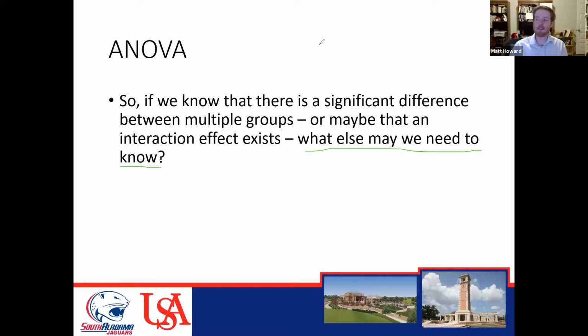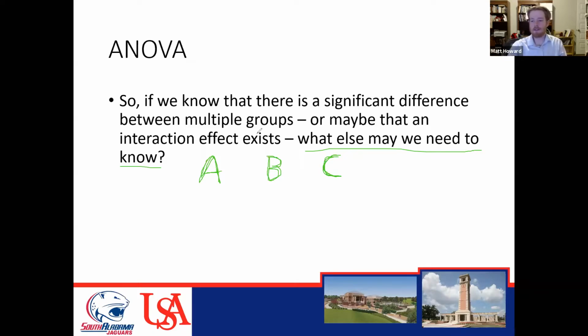So let's keep it simple. Let's say we run a one-way ANOVA, and let's say it tells us there's some type of difference between training group A, training group B, and training group C. So let's say we run that one-way ANOVA. It tells us there's some type of difference between A, B, and C, and the overall ANOVA is statistically significant. There's some type of difference. What else might we want to know about these three groups? Can anyone tell me?